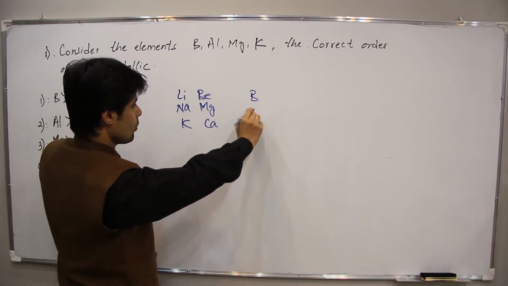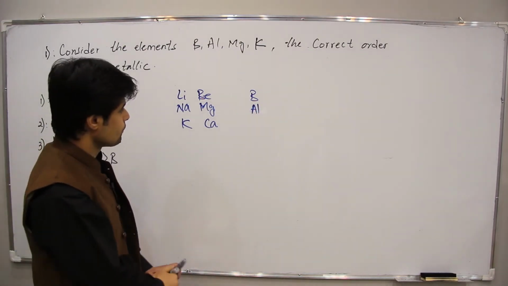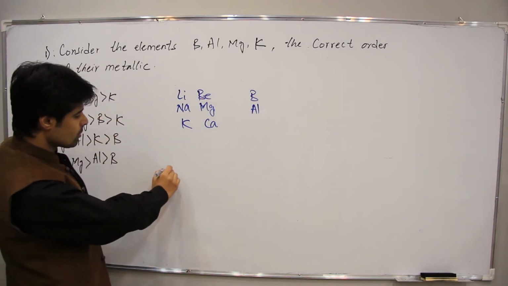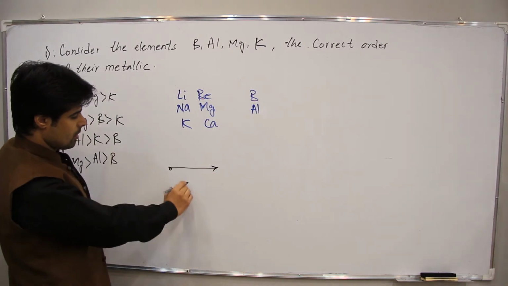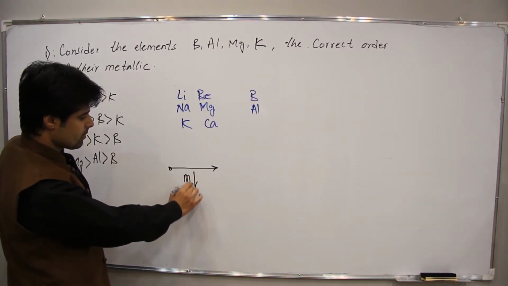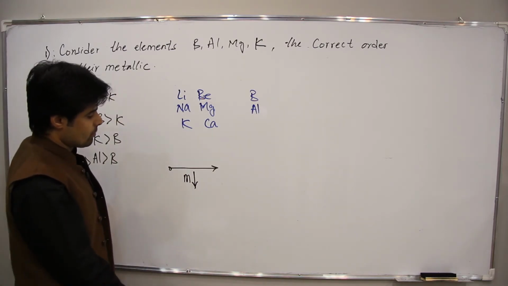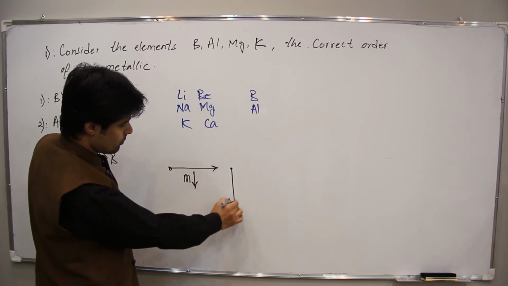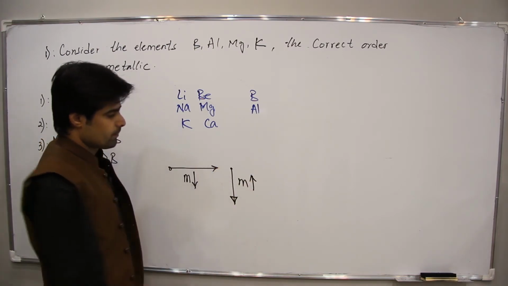And here we have boron and also aluminum. Am I right or no? Yes. Now, whenever you are going from left to right, the metallic character is decreasing. The question is about metallic character. And whenever you are going from top to bottom, metallic character is increasing.